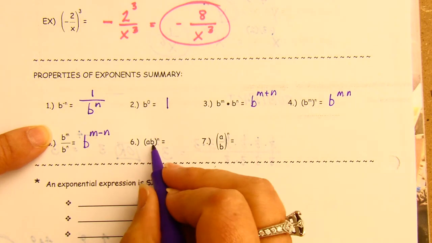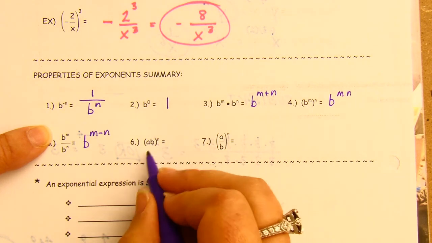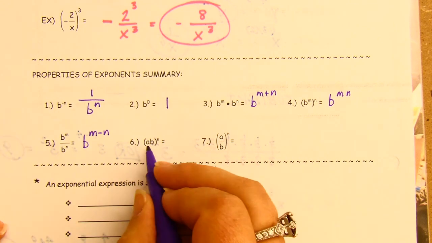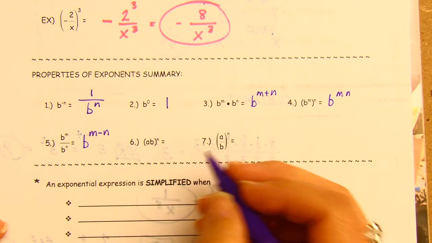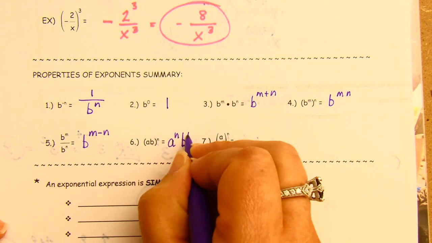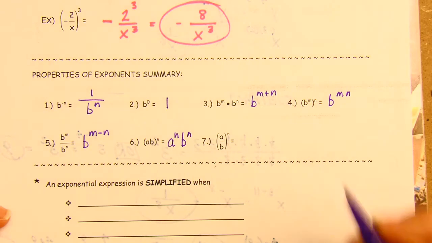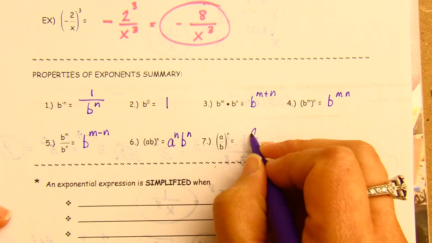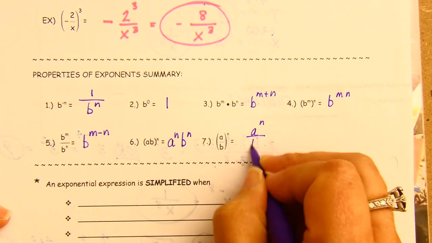a times b raised to the n power. This is a product to a power. I have to distribute the exponent. The exponent on a and the exponent on b are both 1. So this becomes a to the power of n times b to the power of n. And in a similar fashion, a divided by b, all to the n, I'm going to distribute again and end up with a to the power of n over b to the power of n.